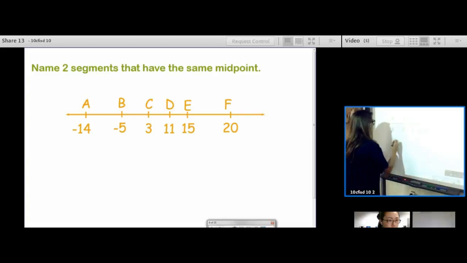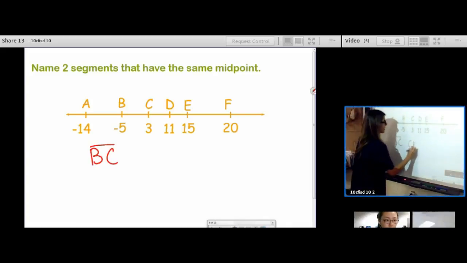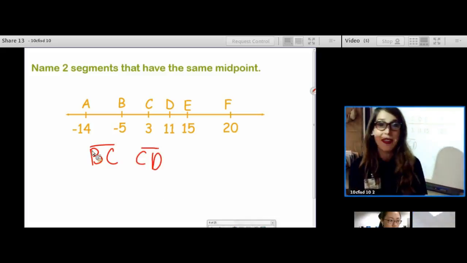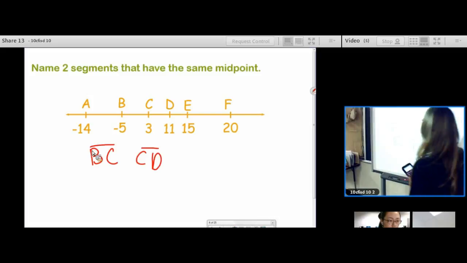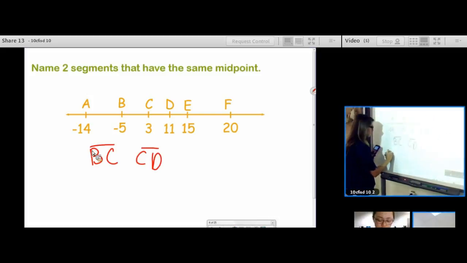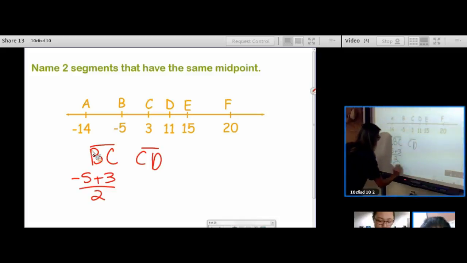Let's see. Here's a suggestion that we are given: BC and CD. Do y'all remember how to find a midpoint? It's only been a couple of days, right? To find the midpoint of BC, you add the coordinates and divide by 2. So if I add the coordinates and divide by 2, its midpoint is -1.